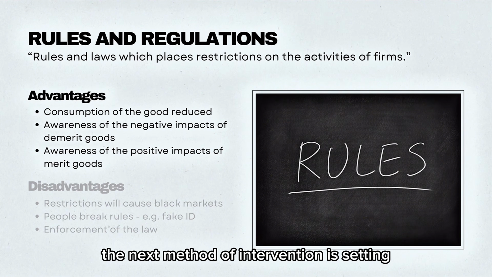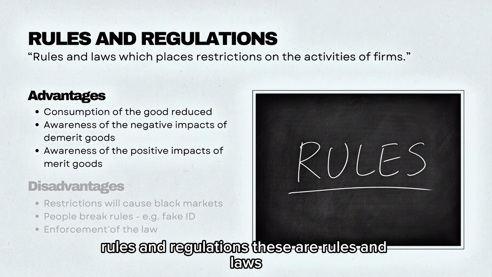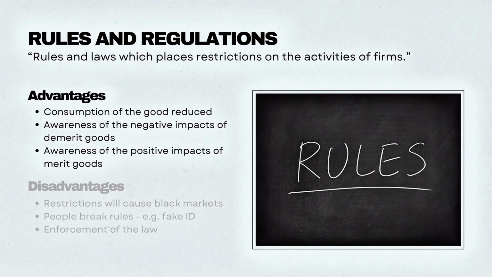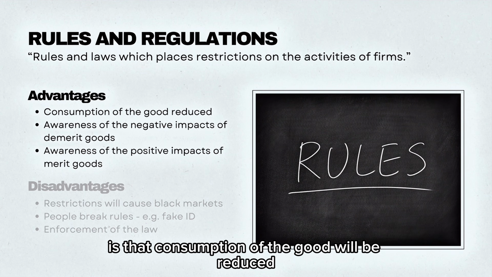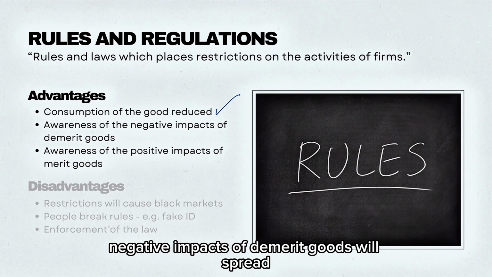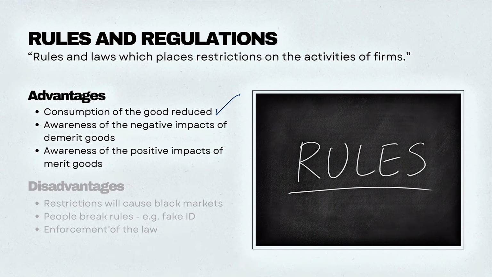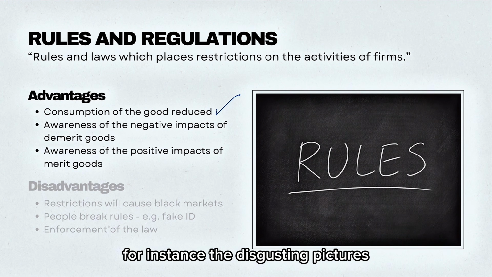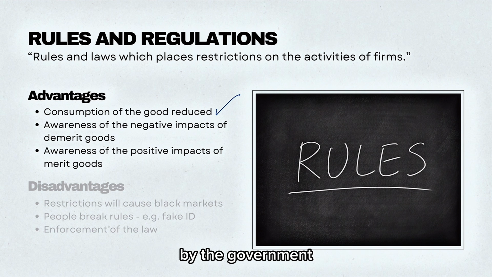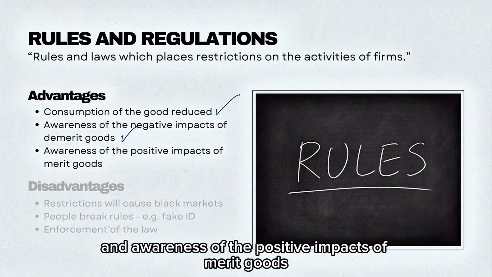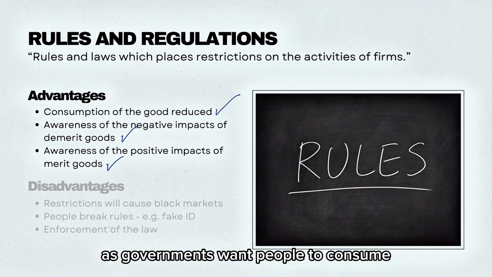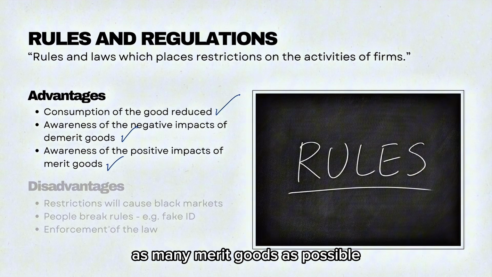The next method of intervention is setting rules and regulations. These are rules and laws which place restrictions on the activities of a firm. The advantage of rules and regulations is that consumption of the good will be reduced, and the awareness of the negative impacts of demerit goods will spread. For instance, the disgusting pictures that you see on cigarette packages are mandated by rules and regulations by the government, and awareness of the positive impacts of merit goods will also be spread, as governments want people to consume as many merit goods as possible.